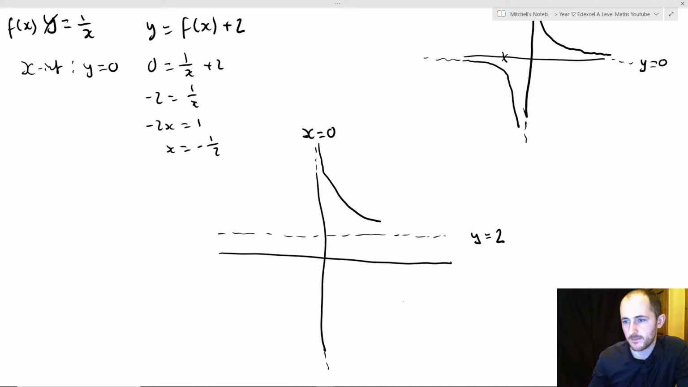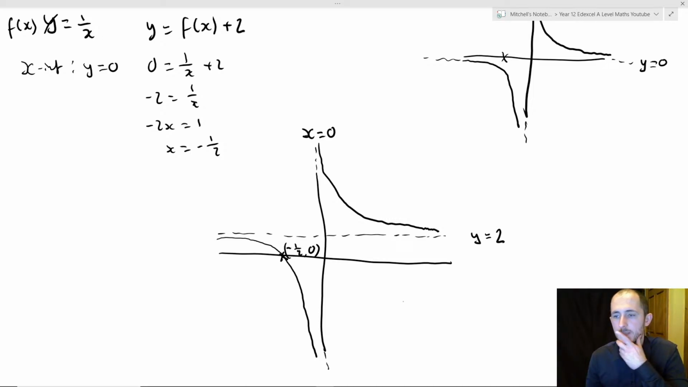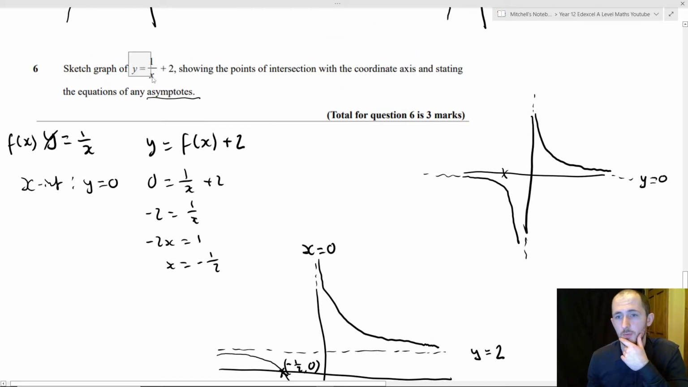It's going to look the same. And again, be careful, make sure it doesn't look like it's crossing the asymptotes, because if it touches at all, you lose the mark for shape. And this coordinate here is minus a half, 0. And that's it. So you should be able to transform pretty much any graph, even if you're not familiar with it, just by thinking of what this shape is and then what I'm doing here.